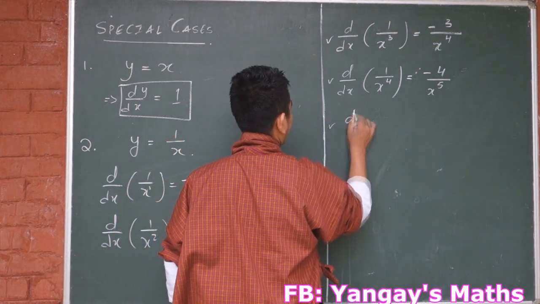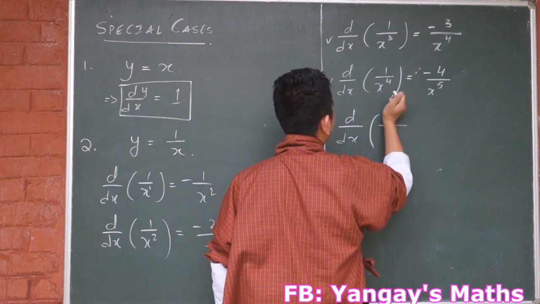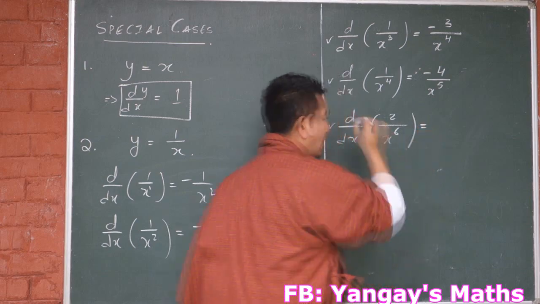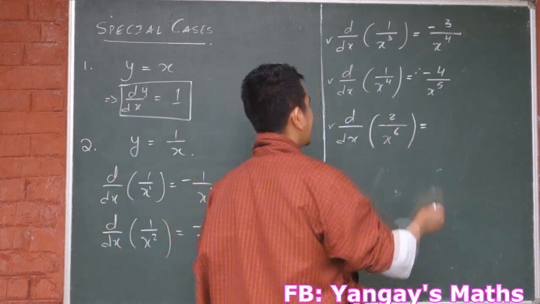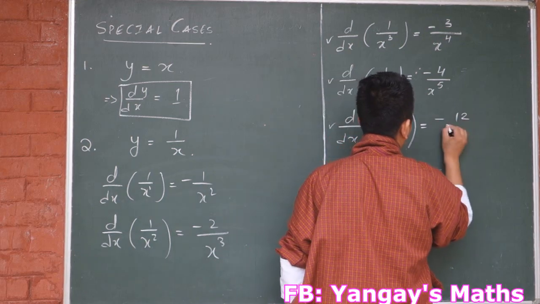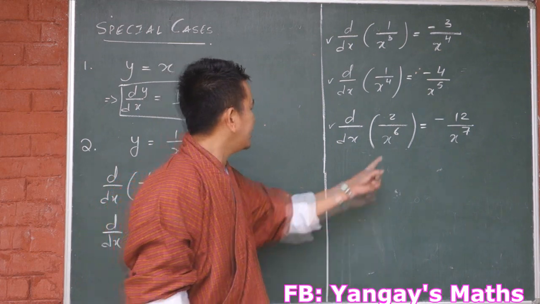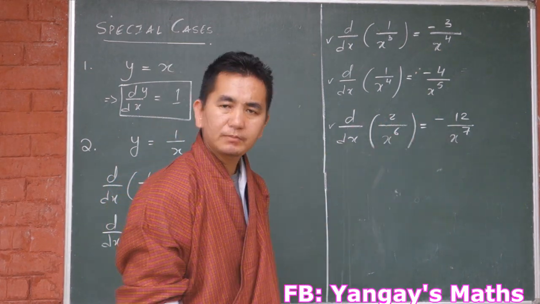Then, let me go to another one. If I see differentiation of 2 by x to the power 6, now we can do it directly. No need to bring this one up. What will be the answer? The answer will be negative 12 divided by x to the power 7. Isn't it? This 6 will come up, the answer will be negative, and the power will increase by 1.